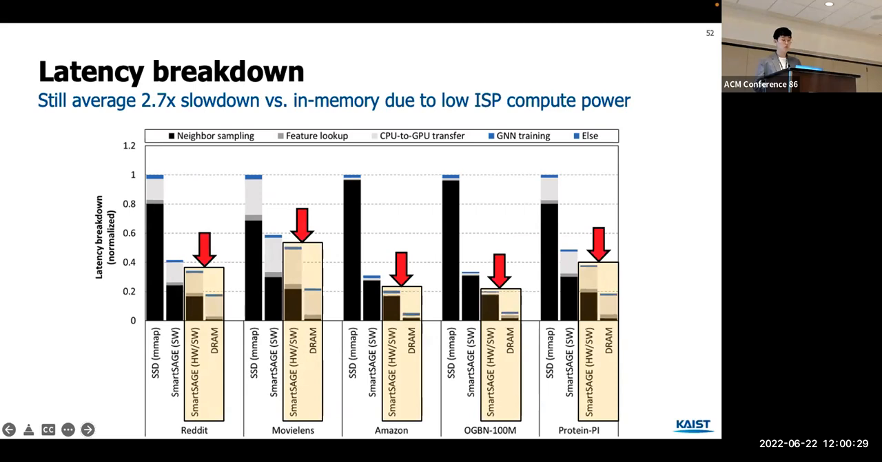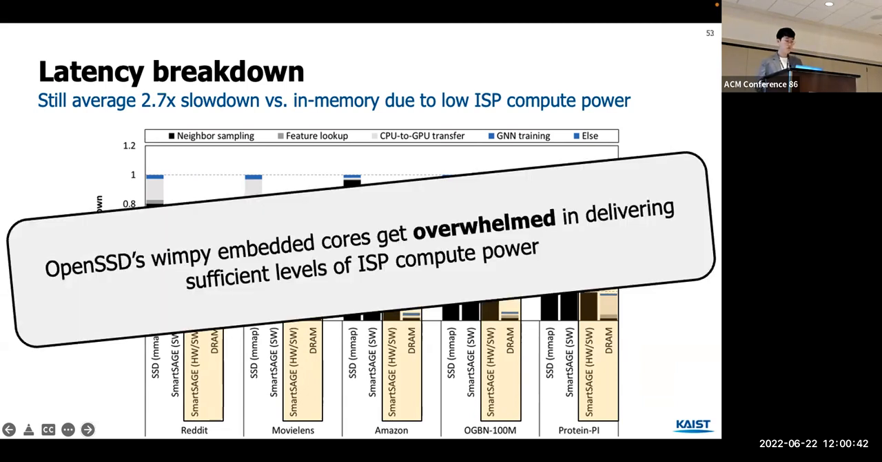However, our proposal still has a non-trivial performance gap compared to the in-memory training system. Through detailed analysis, we tried to figure out what the problem is, and we found that the reason is OpenSSD's weak embedded cores get overwhelmed in delivering sufficient levels of ISP compute power. More concretely, since our OpenSSD-based neighbor sampling time-shares the embedded cores with the SSD's firmware, the interference between them degrades the level of speedup achieved with in-storage neighbor sampling.